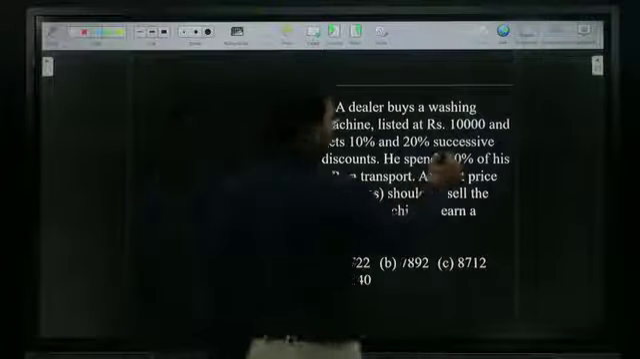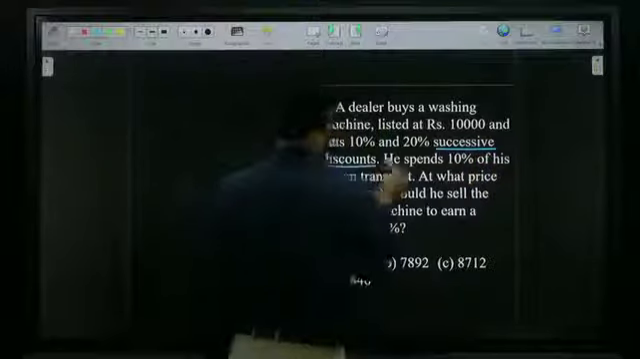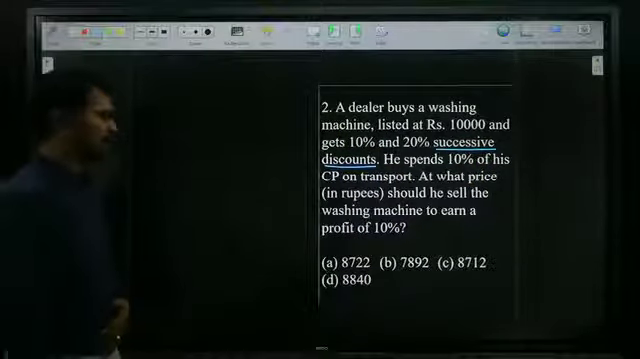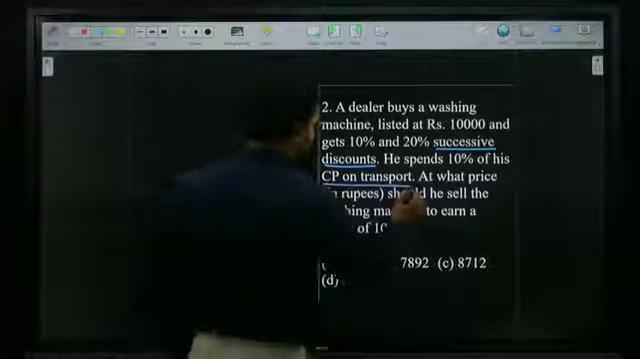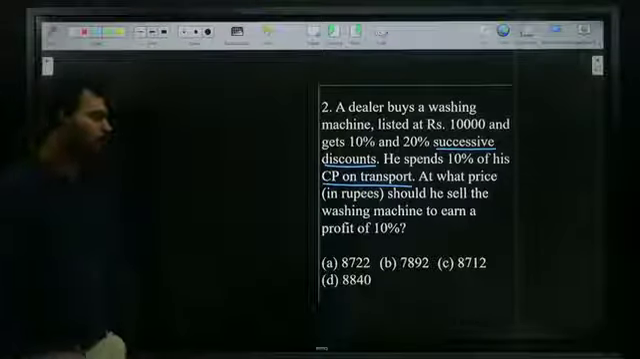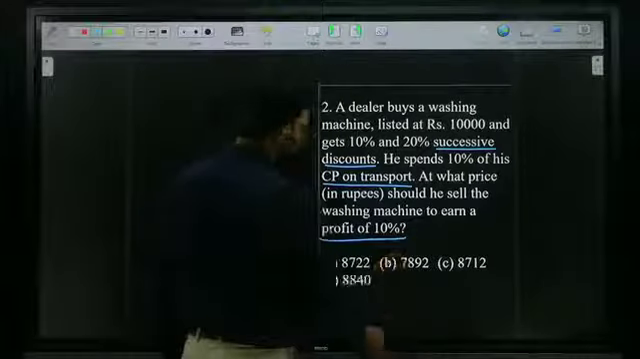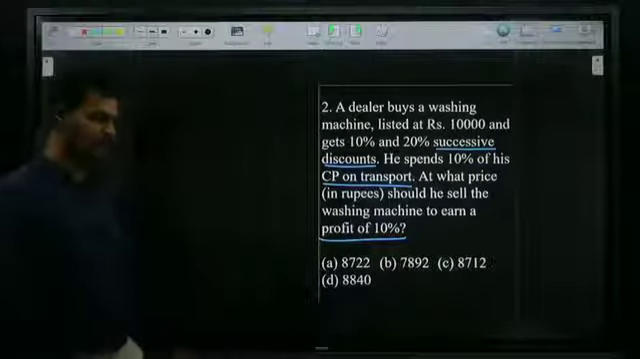I already told you what successive discounts are. He spends 10% of CP on transportation, and I already told you transportation charges are always added to the CP. So at what price should he sell the washing machine to earn a profit of 10%?